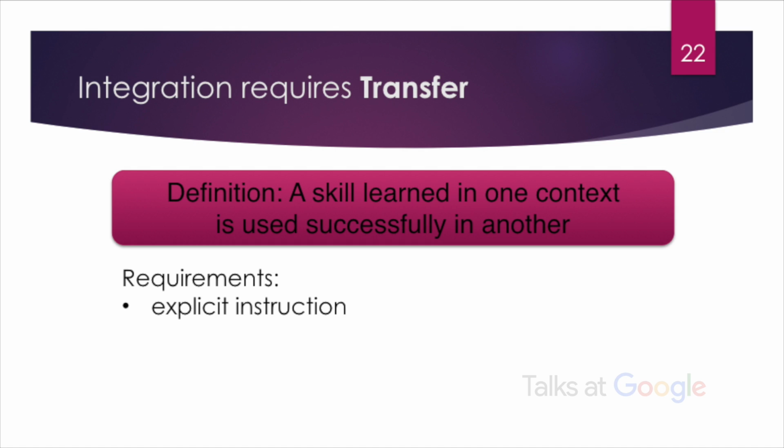So how do we guide kids from transferring skills in computing into algebra? Well, we know that there are 3 new constraints. Number 1, you have to have explicit instruction.